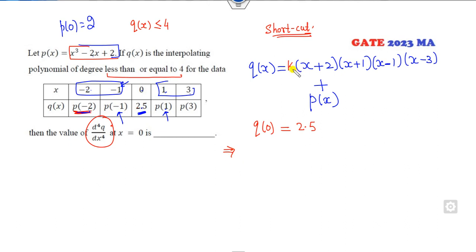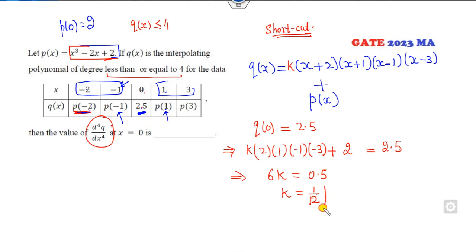So on this side, what is the q 0? K. This is 2. This is 1. This is minus 1. This is minus 3. Plus p of 0. What is the p of 0? Sorry, p of 0. What is the p of 0? 2. Now you can see it is my 6k. This is 0.5. Or k will be my 1 over 12. Fine. So k is my 1 over 12.